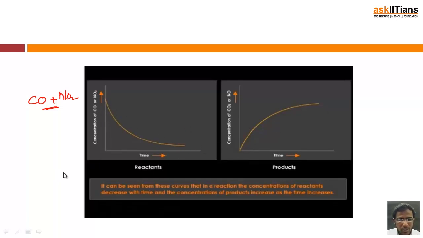So from this demonstration we can say that during a reaction the concentration of the reactants decreases and the concentration of the products increases, and thus we can calculate the instantaneous rate or average rate from this data.